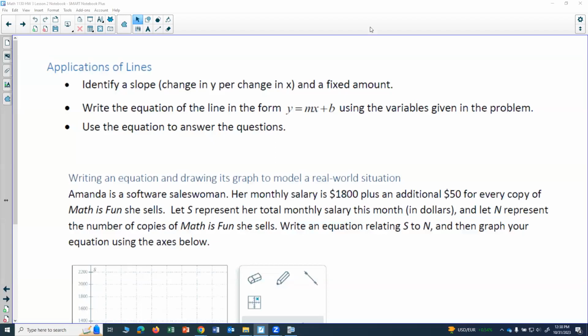In this video, we're going to look at applications of lines. In the applications that we're looking at, what we'll want to do is identify a slope, which would be a change in y per change in x, rise over run, and a fixed amount, which would be your y-intercept. We'll write the equation of the line in the form y equals mx plus b, using the variables given in the problem. And then we'll use the equation to answer the questions. Let's get started.